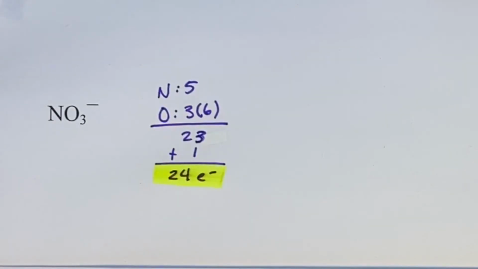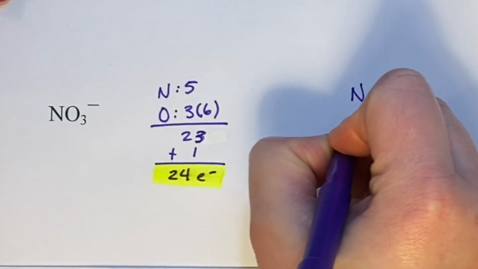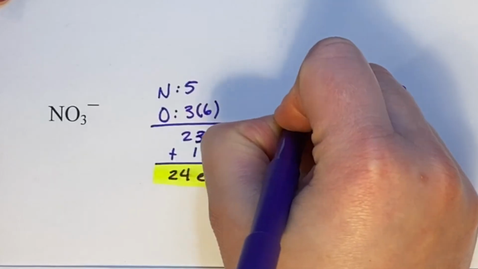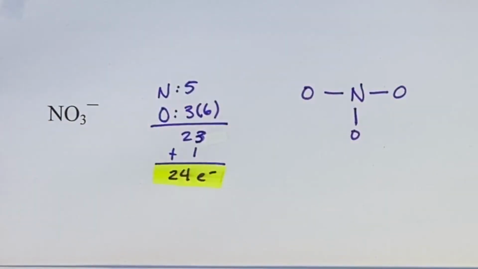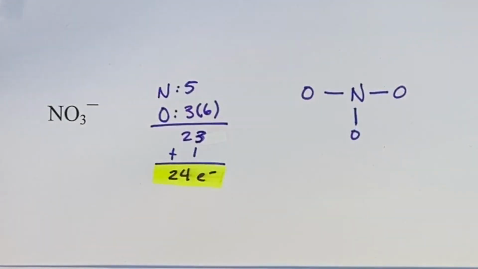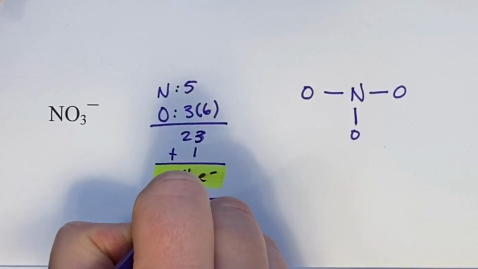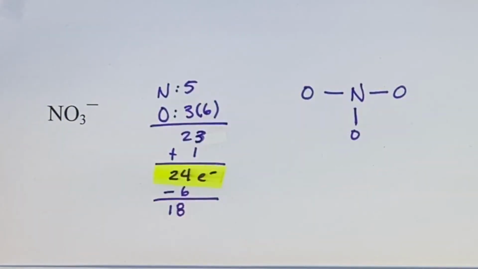So as I continue to follow the rules, my best candidate for a central atom is the nitrogen, based on it being less electronegative than the oxygen. So if I put the nitrogen in the middle of this structure and bond my 3 oxygens to it, I get a structure that looks like that. Placing my atoms into the structure in this manner used 2, 4, 6 electrons. So if I subtract those 6 electrons from my 24 electrons, I have 18 left.